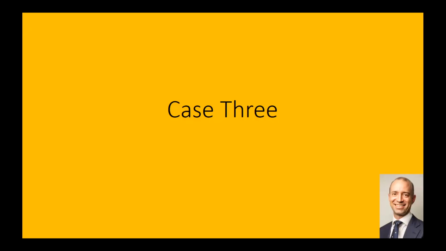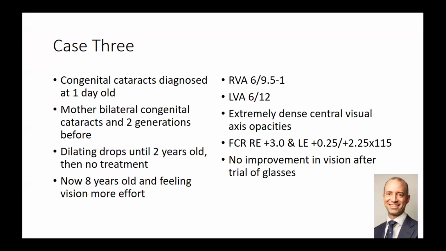So this third case is changing things slightly again, because we've looked at one eye surgery, we've looked at one eye at a time surgery, and now we're looking at two eye surgery. I first met this patient when they were 8 years of age, but they had congenital cataract diagnosed at 1 day of age. This was again due to a very strong family history of autosomal dominant congenital cataracts. The mother had bilateral cataracts and had been known in the family for 2 generations before this.